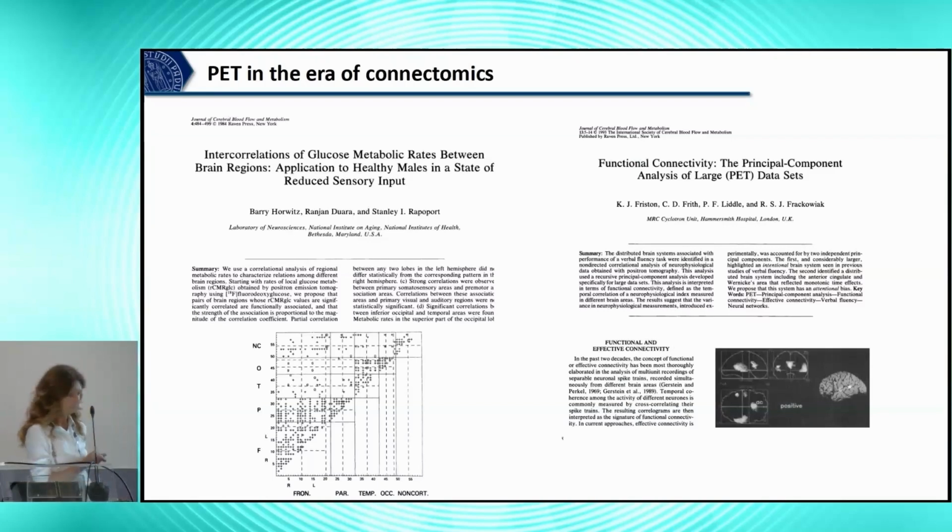The first, which I've already described, is the paper of Horvitz, where he used 59 regions to describe the network and investigate the relationship between, for instance, the primary sensorimotor and the premotor areas and additional areas. The scheme is quite simple. This is the functional connectivity map at the time, but the meaning is exactly this one. It is a possible way to investigate the network.